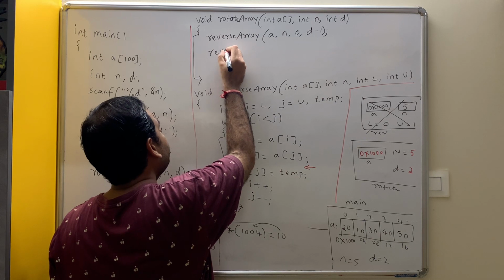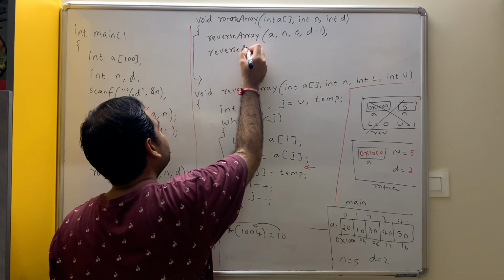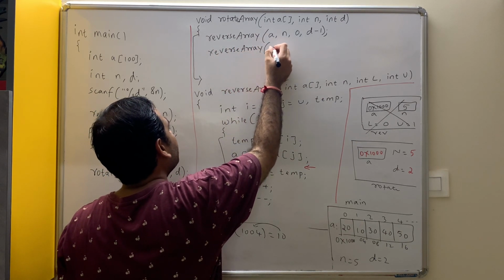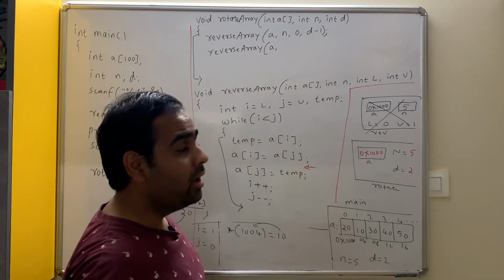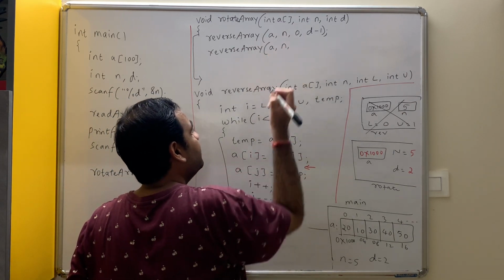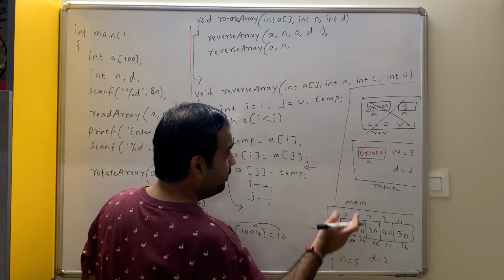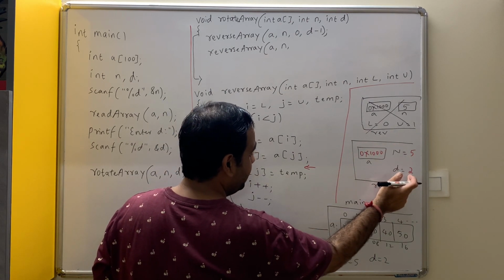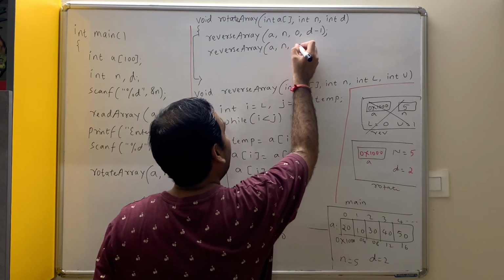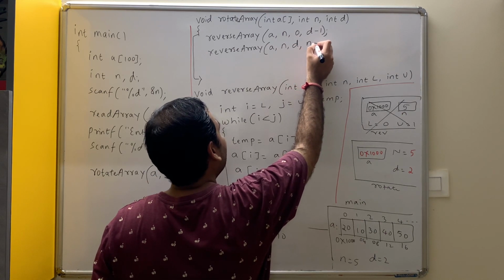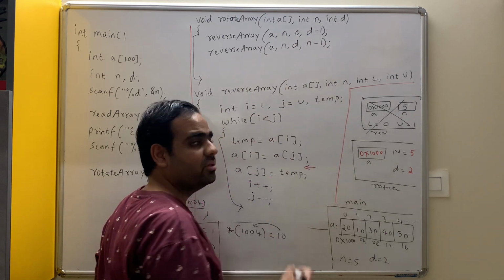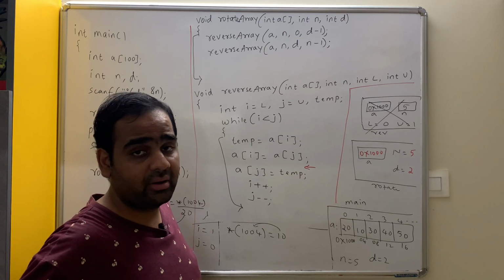And what is the second step? Again we call the reverse array function. Which array do we want to reverse? A. Of how many array elements? N array elements. Between what index? Between index, now we are in rotate array, between index 2 to 4. How do you get 2? It is D. And how do you get 4? It is N minus 1. This is the second line that I am writing here.